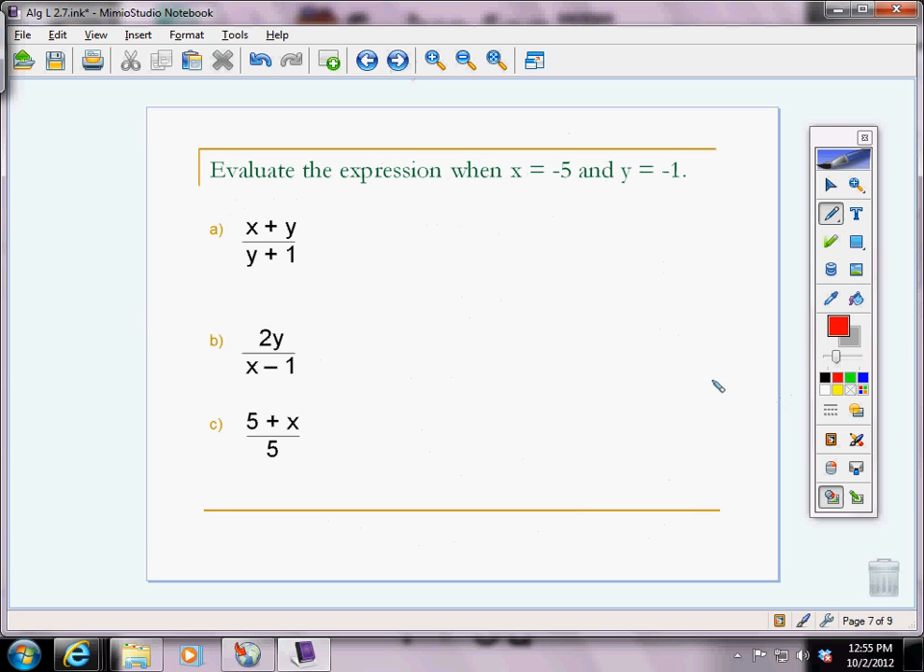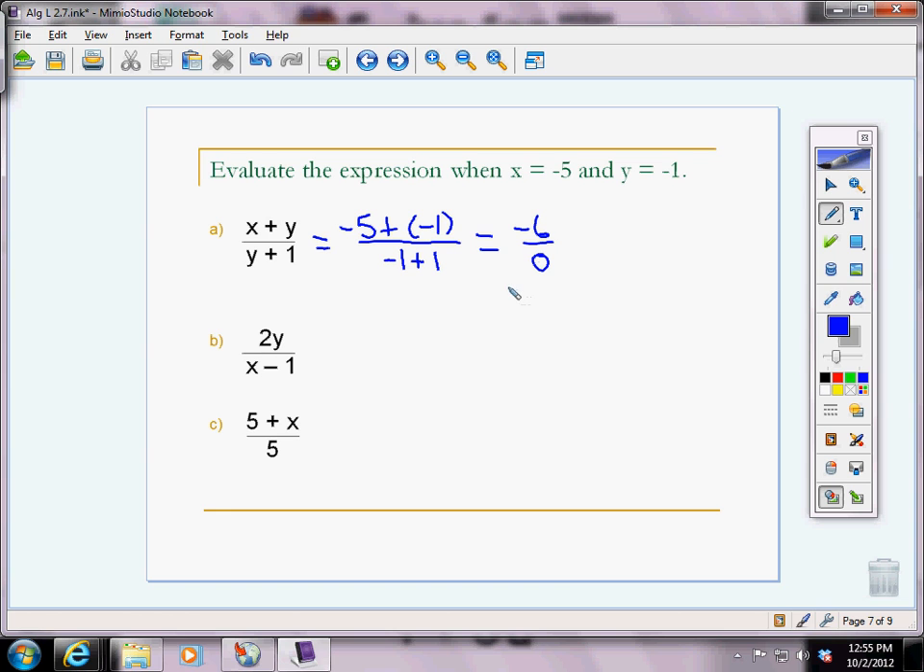Let's practice a little bit more. The directions say evaluate the expression when x equals negative 5 and y equals negative 1. Again, ladies and gentlemen, you're just going to substitute these numbers in. I'm going to rewrite this as negative 5 plus my y, which is a negative 1, over my y, which is negative 1, plus 1. Now, if you look at this answer here, negative 5 plus a negative 1 is a negative 6, and negative 1 plus 1 is 0.